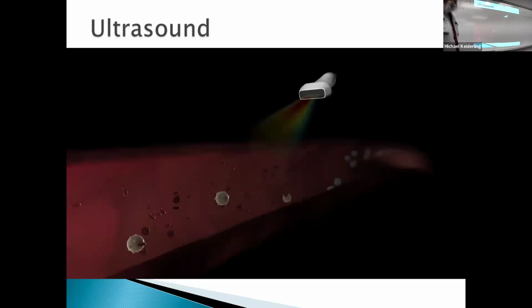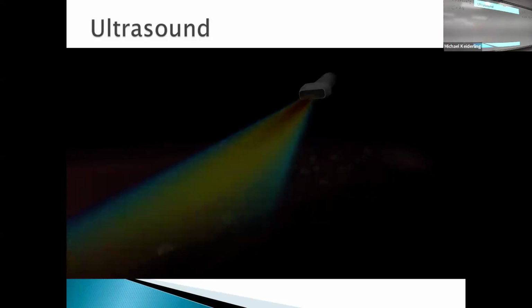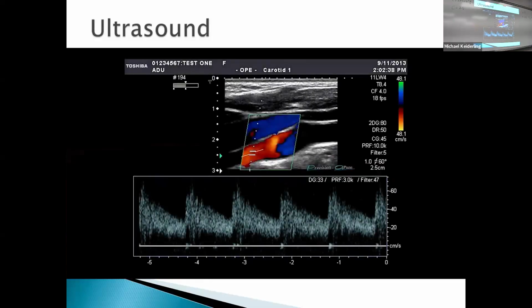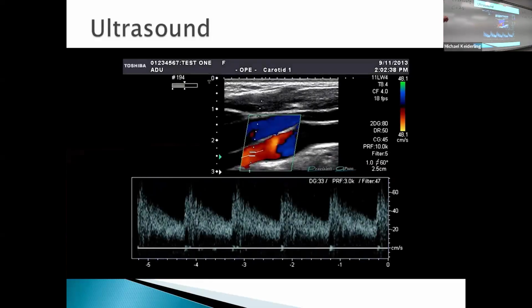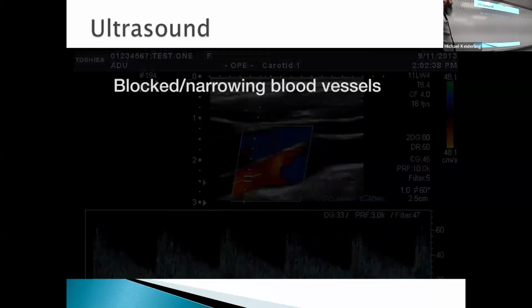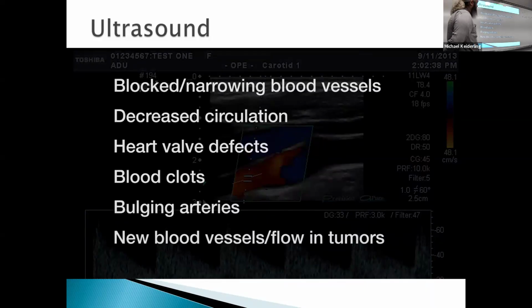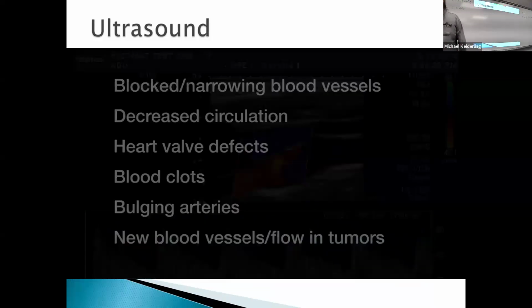The transducer is held at an angle to the blood vessel, and the altered frequency of the echo returning to the transducer from the blood flow tells the computer the blood's speed and direction. This information is displayed in different colors on the final image to show changes in or absence of blood flow, indicating blocked or narrowing blood vessels, decreased circulation, heart valve defects, blood clots, bulging arteries, or even the presence of new blood vessels and flow in tumors.